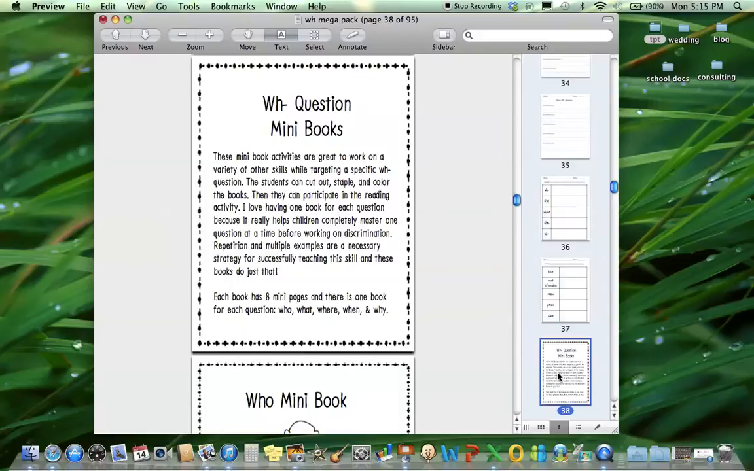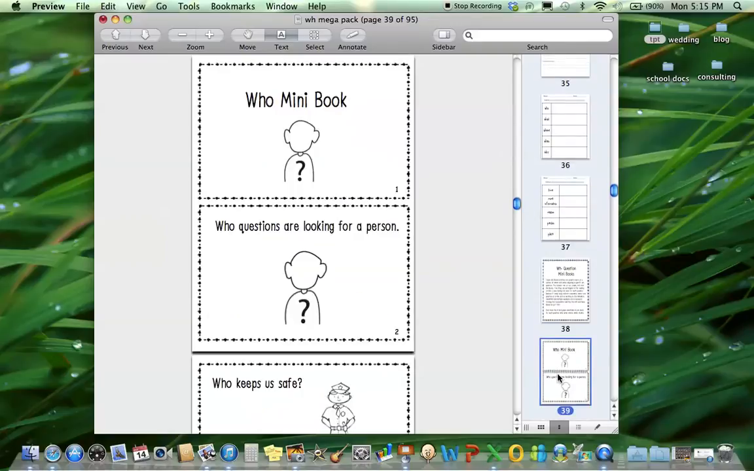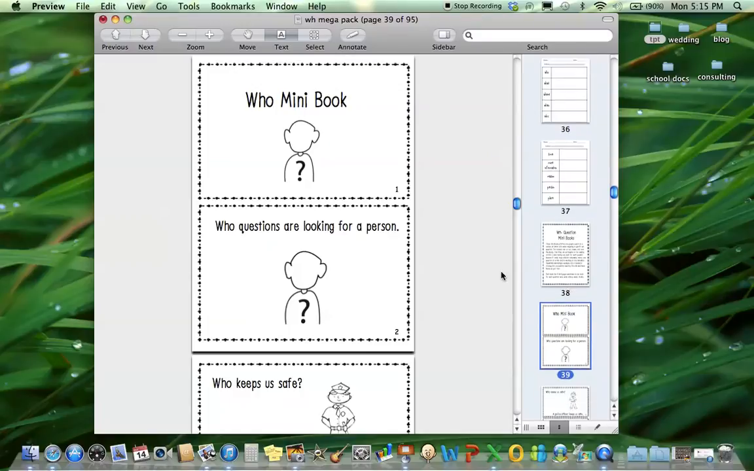Next are some mini books. There's one for each question type, who, what, where, when, and why. So there are 5 mini books. Each one has 8 pages. I love these. I have only used one so far, but it went so well, I can't wait to use the next ones. This is really great to have a multi-step activity. We can color them, put them together, and then read them at the end.